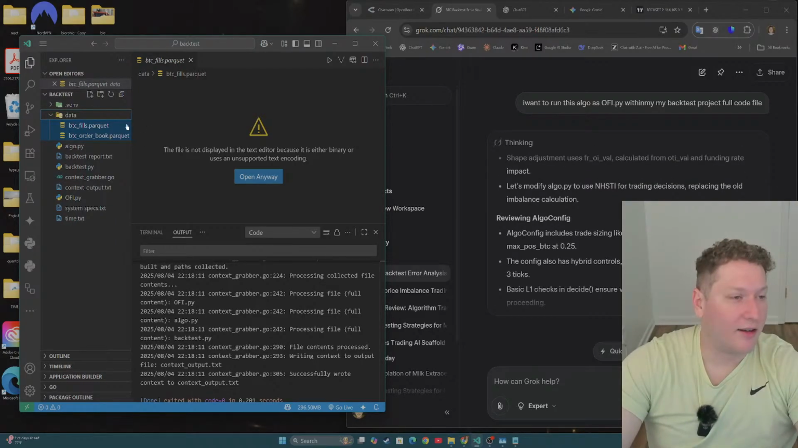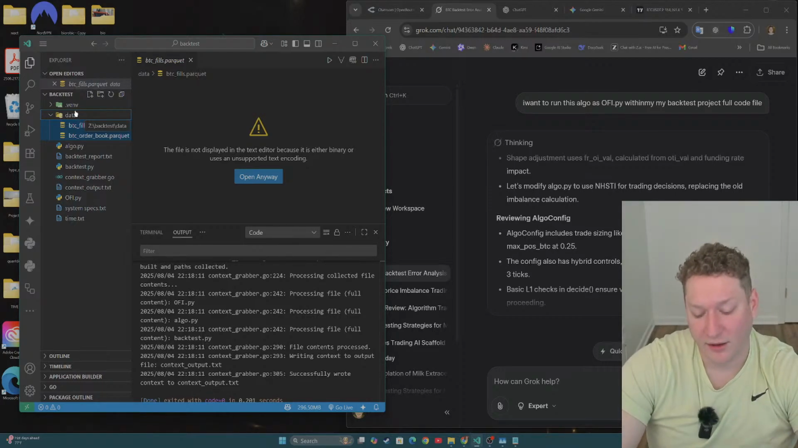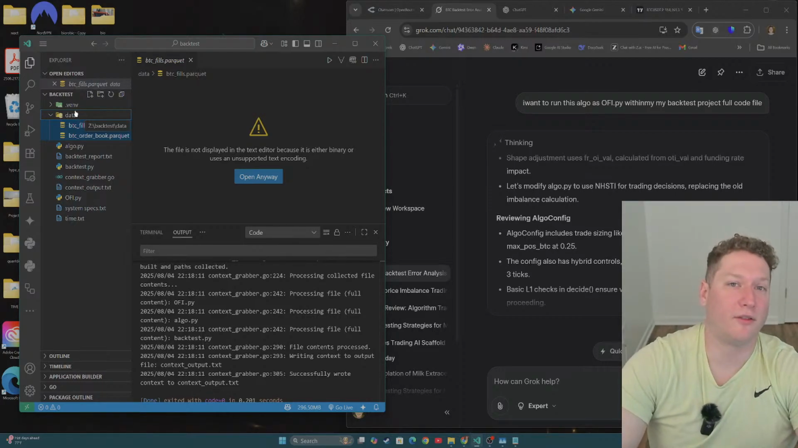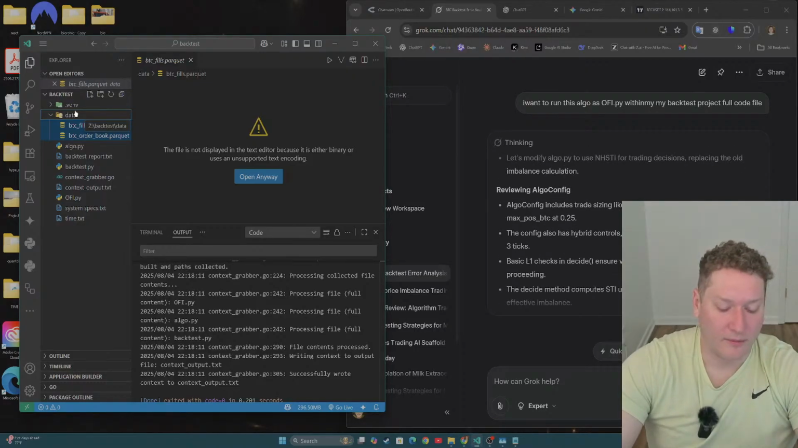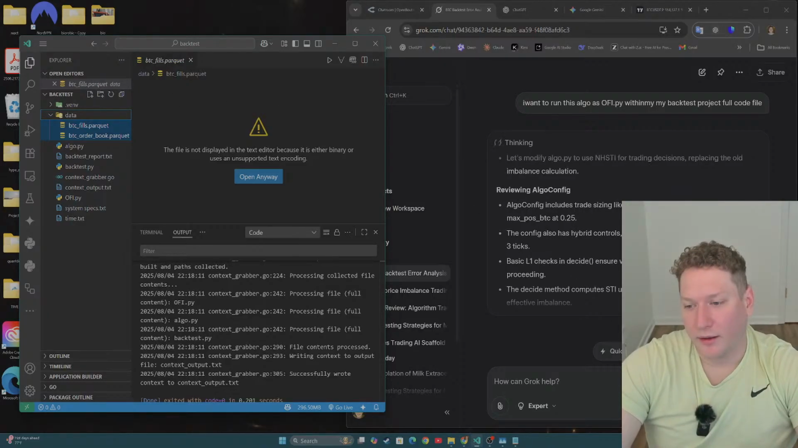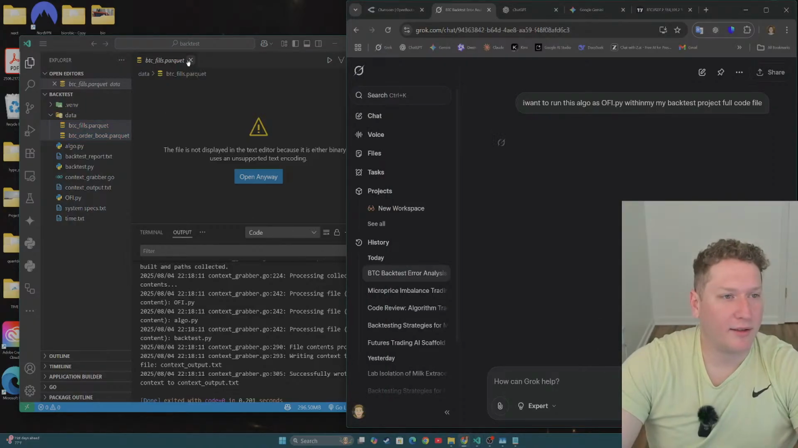People pay $600, $700 for these sorts of data sets. It's like $600-$700 a month just for access to this data. So it's nice that Hyperliquid provides that for free. Or do you have to just pay for the data transfer from the AWS bucket? But you know what? This is taking too long. I'm gonna just cancel that.